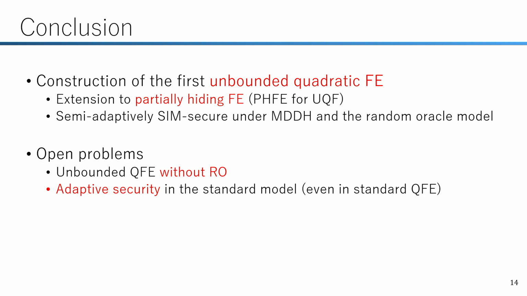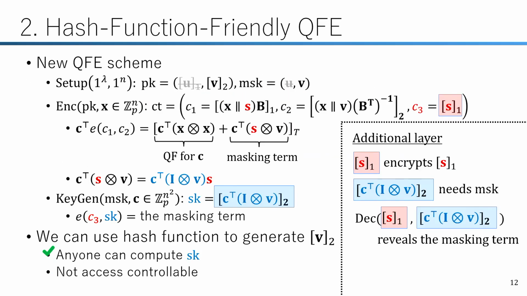Yes, yes. So unbounded IPFE schemes and the FE scheme for arithmetic branching programs do not use random oracles. So in our scheme, we maybe use random oracle for the first time for constructing unbounded FE.